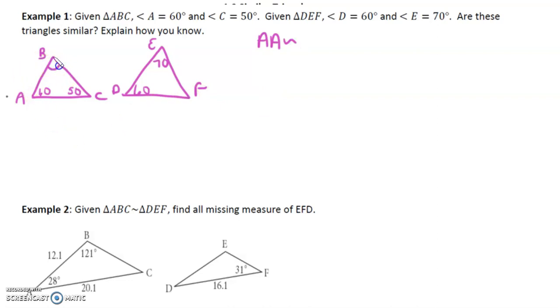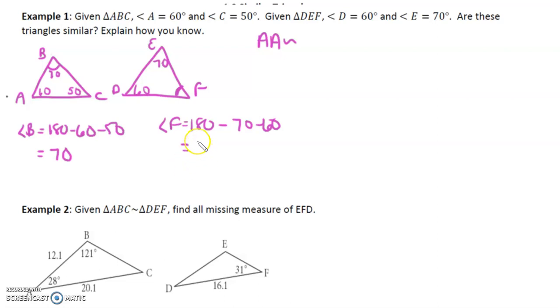If we wanted to solve for angle B here, we would go 180 minus 60 minus 50, and we're going to end up with 70. So that would be 70. Now, if we wanted to solve for angle F here, we're going to do 180 minus 70 minus 60, and we are going to get 50. So the 50 goes here.